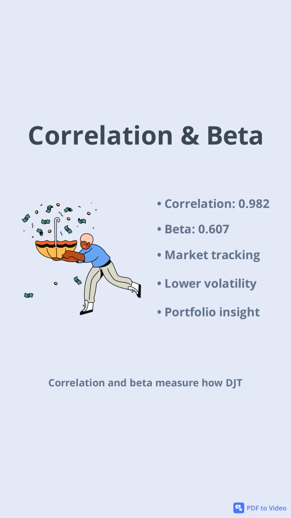Correlation and beta measure how DJT moves relative to the broader market. The 20-day correlation is 0.982, indicating DJT's price closely tracks the market. The beta of 0.607 suggests that DJT is less volatile than the market average. These metrics help investors understand risk and portfolio fit.